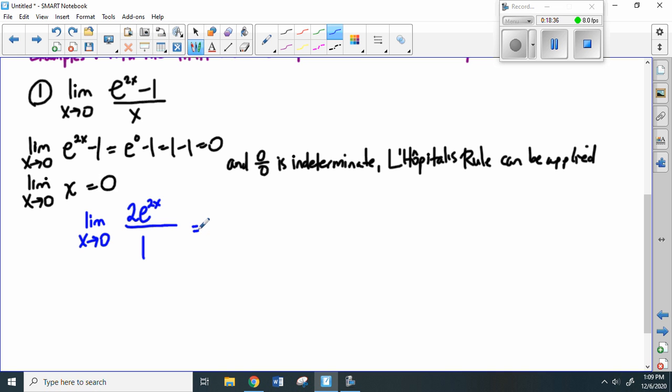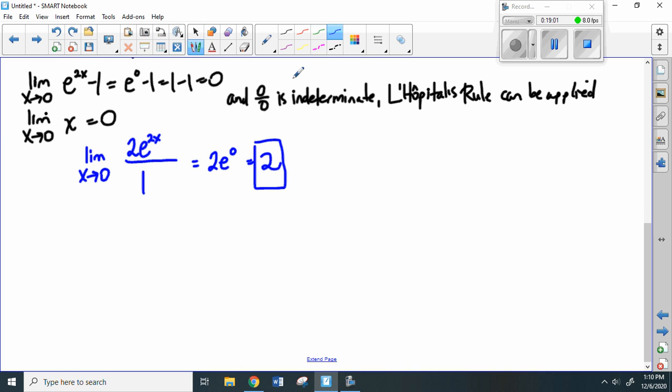We're literally taking the derivative of the top separate from the derivative of the bottom. And now we can try to take the limit again. I already know I'm not going to get divided by 0, so I can plug in my 0 for x and get my answer. So the original limit question they asked me, I now know is equal to 2. All right, let's try another one.